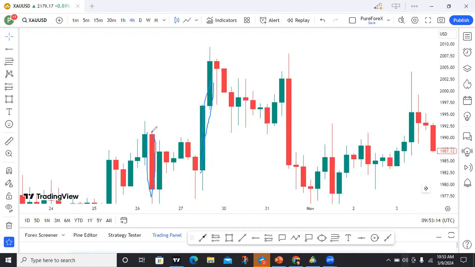But this bearish engulfing, look at the wick. The wick is too small, right? The wick is too small, but the opposing candle here has a wick. So how are we going to mark this particular one? So this is how I'm going to mark it.